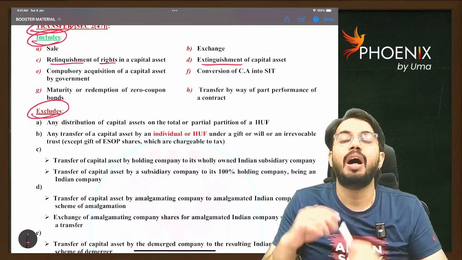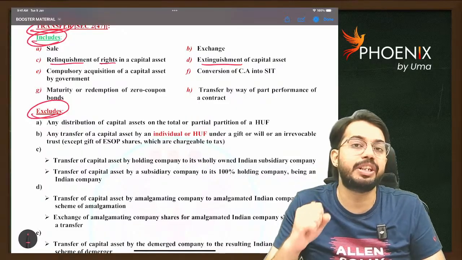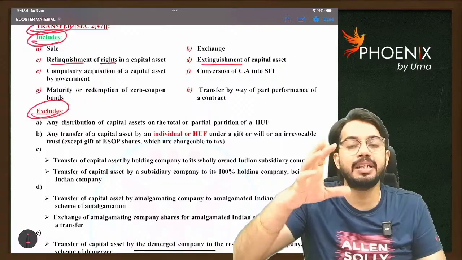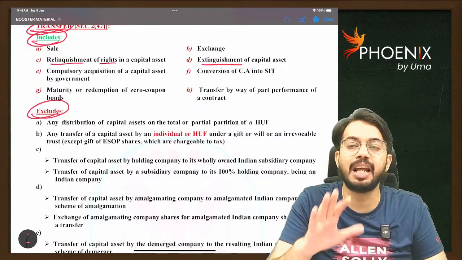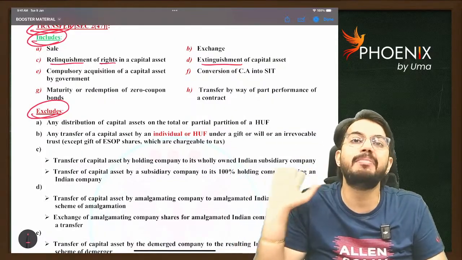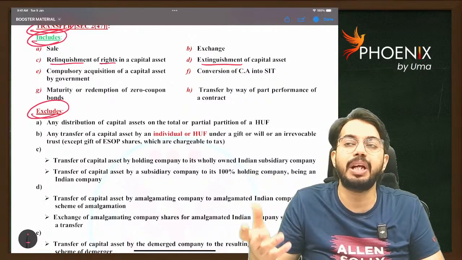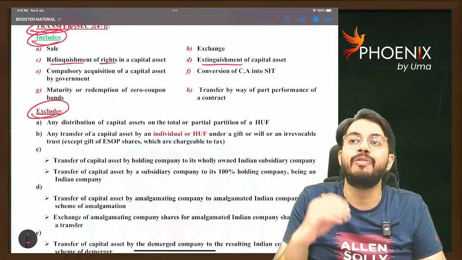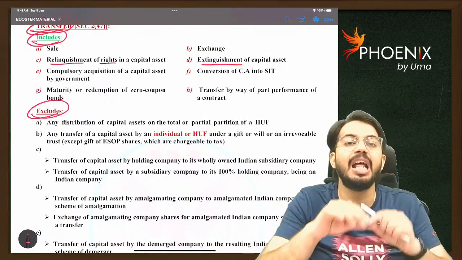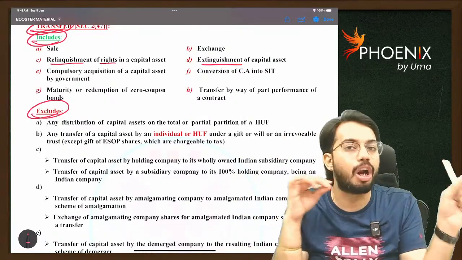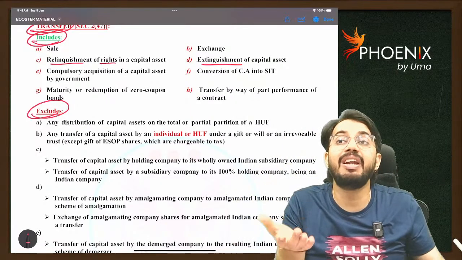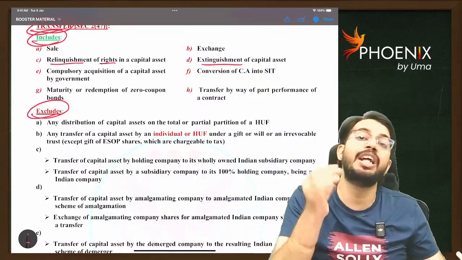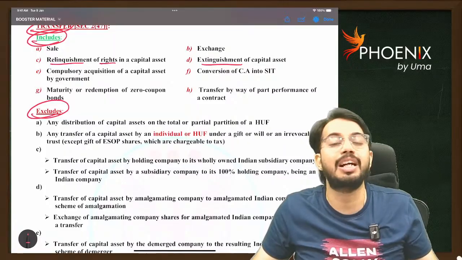For example, debentures were redeemed. There is redemption of debentures. I purchased debentures. 5 years duration is there. After 5 years, company redeemed the debentures. What do you mean by redemption? Like I gave back my debenture certificate, company gave me money. So once I give back my debenture certificate, that debenture certificate will be torn off. It will be cancelled. Even cancellation of capital asset, even destruction of capital asset, even extinguishment of capital asset is also considered as transfer.